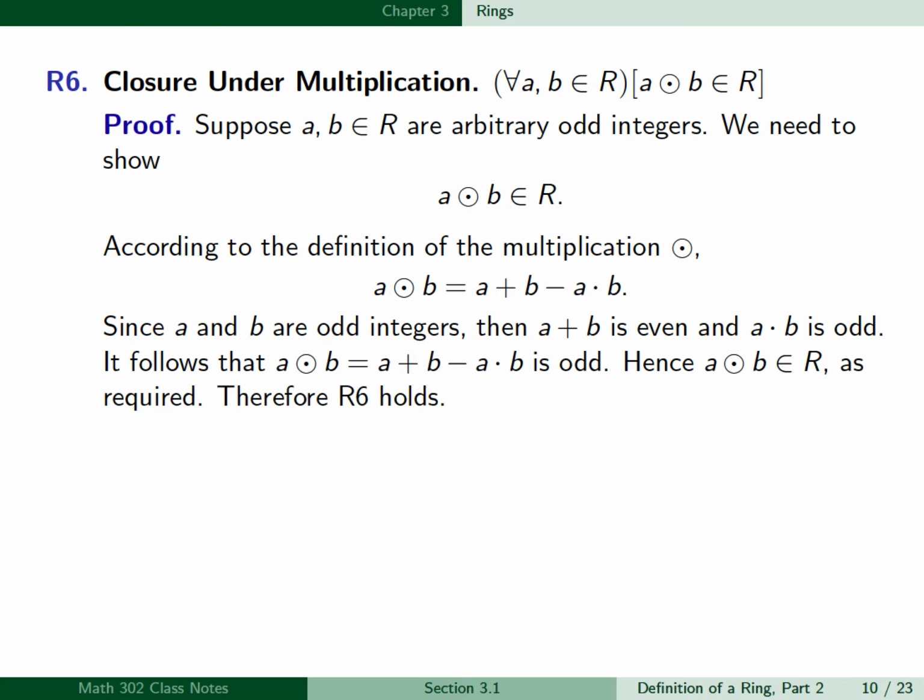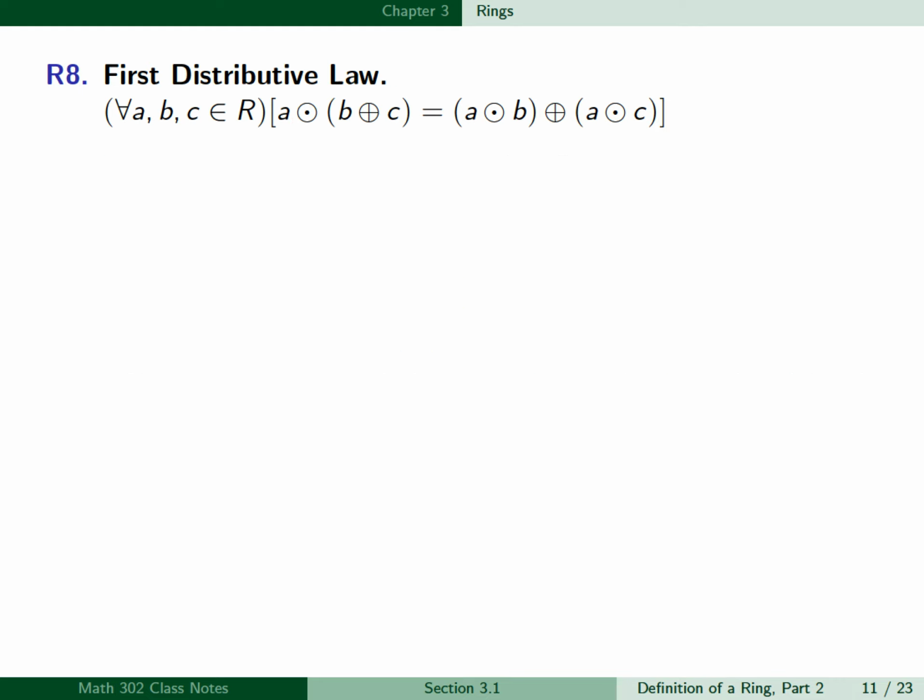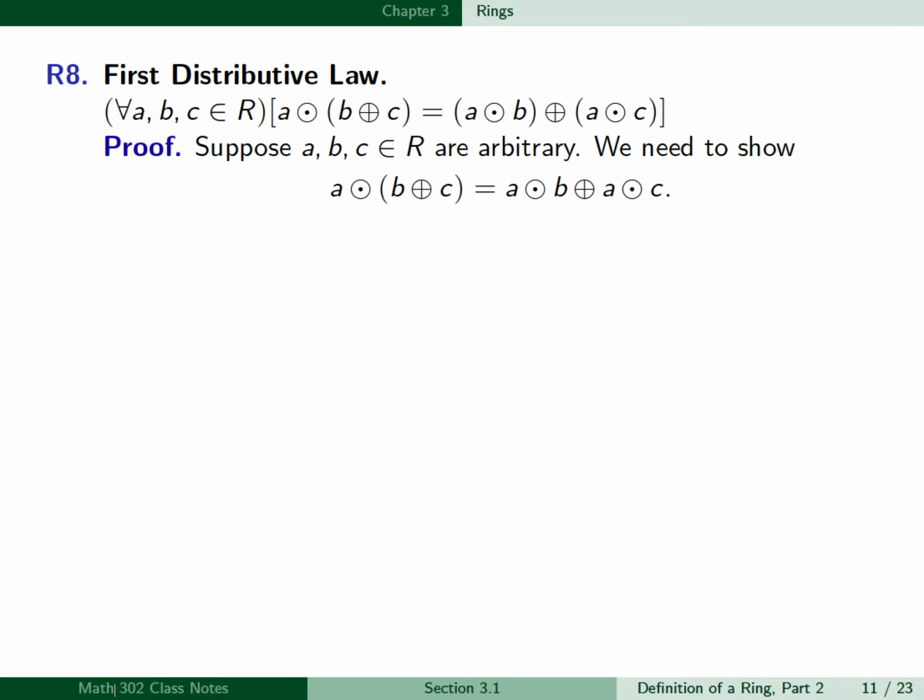And therefore R6 holds. We'll do one more axiom. We'll do the first distributive law in R8. Okay, so R8 contains two distributive laws, so we'll just do the first one. So we'll suppose that a, b, c in R are arbitrary, and we need to prove this equality.